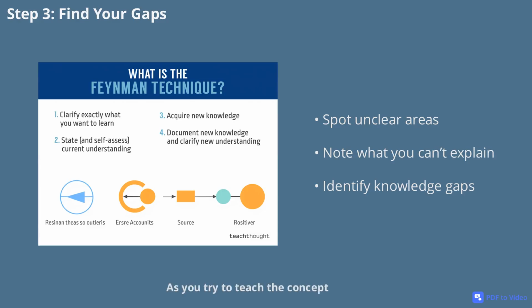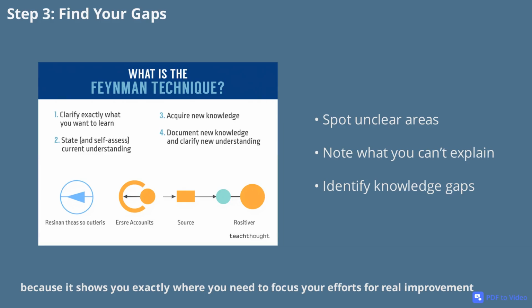As you try to teach the concept, you'll notice areas where your explanation falls short or you get stuck. These are your knowledge gaps. Maybe you can't recall a definition, a process, or a key detail. Make a note of these spots. They're your roadmap for what to study next. This honest self-assessment is crucial because it shows you exactly where you need to focus your efforts for real improvement. Don't be discouraged. Every gap you find is a step closer to mastery.